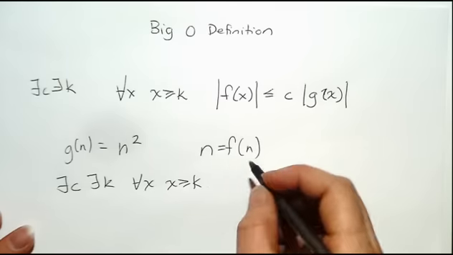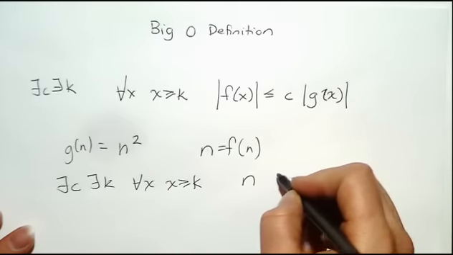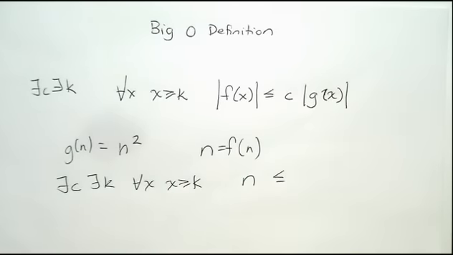I don't need absolute value because we're positive all the time for these, and most of the time we will be. So I don't mind if you don't remember the absolute values on these because we're going to deal with positive functions. Because when we run code, is it possible to have a negative number of operations? No.